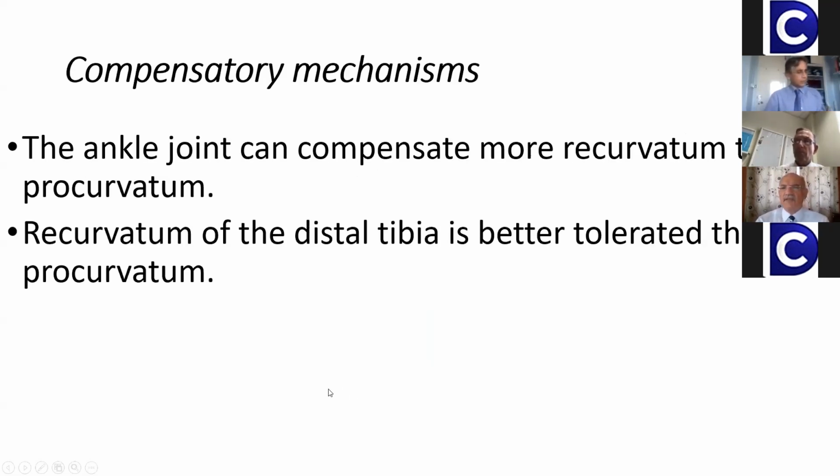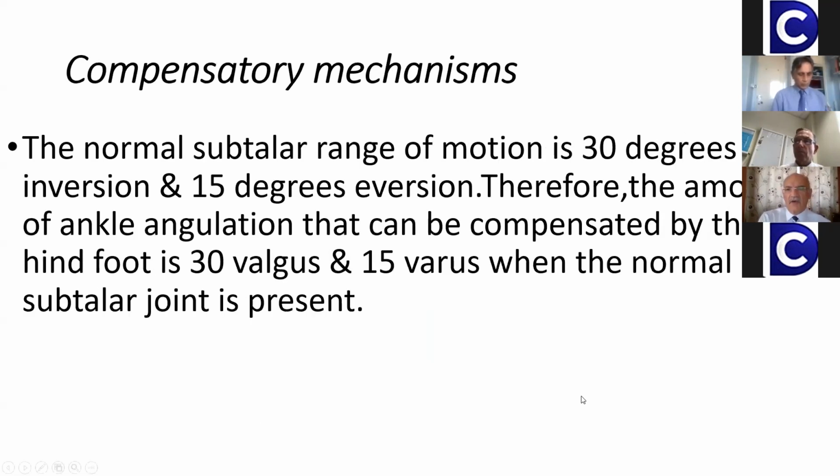This is the long talk about the compensatory mechanisms. The ankle joint can compensate more recurvatum than procurvatum, and recurvatum of the distal tibia is better tolerated than procurvatum. Why? Because the normal subtalar range of motion is 30 degrees eversion and 15 degrees inversion. Therefore, the amount of ankle angulation that can be compensated by the hind foot is 30 degrees valgus and 15 degrees varus when the normal subtalar joint is present.